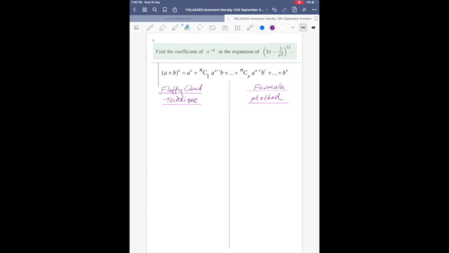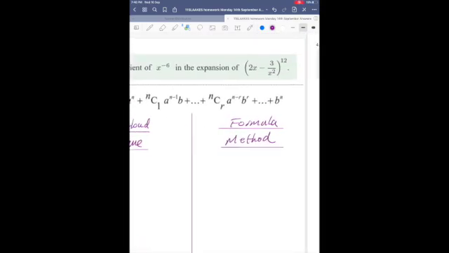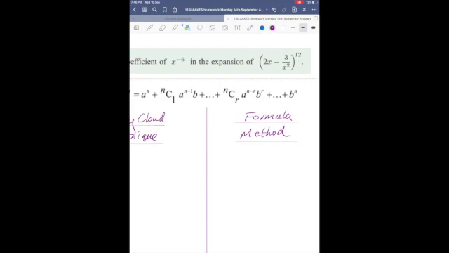Okay, so this is an interesting question. Find the coefficient of x to the negative 6. So the same again, this first guy is a, and the second guy is b. We're going to use that kind of idea: a powered up, b powered up, and then some kind of binomial coefficient from Pascal's triangle.